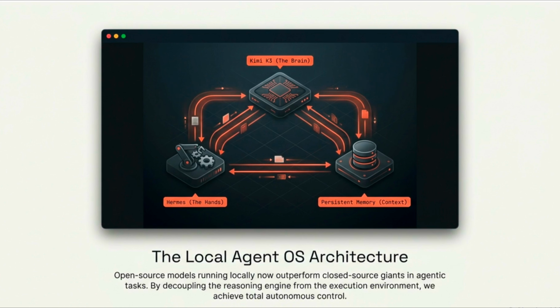The local agent OS architecture represents a new era in autonomous computing. By running open-source models locally and decoupling the reasoning engine from the execution environment, we gain total autonomous control, allowing local systems to outperform closed-source giants in agentic tasks.